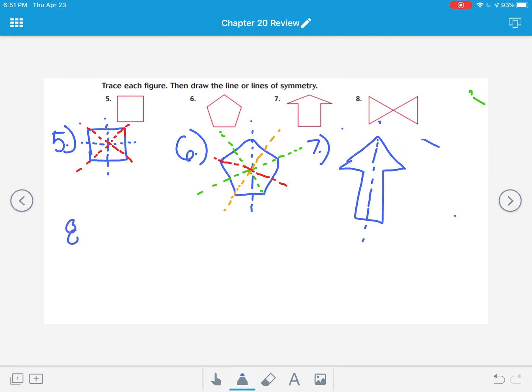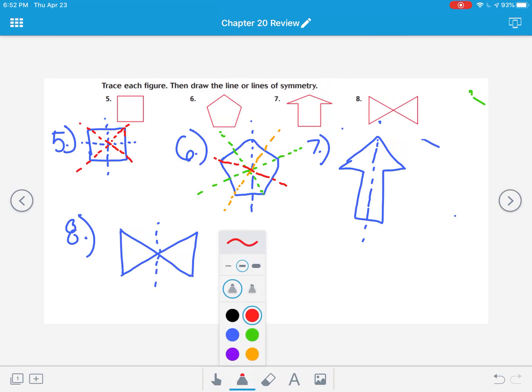Then number 8, it looks like 2 tips of triangles put together. There are 2 ways that we could do this one. We could do it straight down the middle, and then it just looks like separated triangles that could fold right over on each other. We could also do it across this way, and the triangles would fold in on themselves as well.